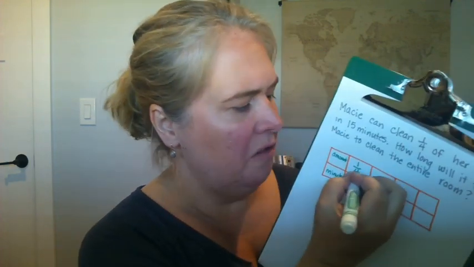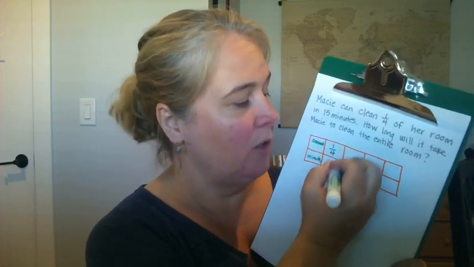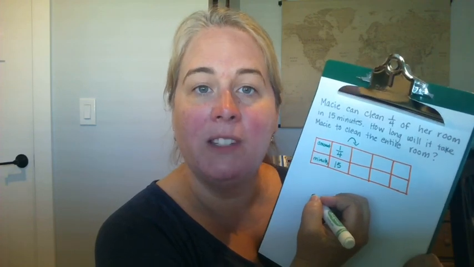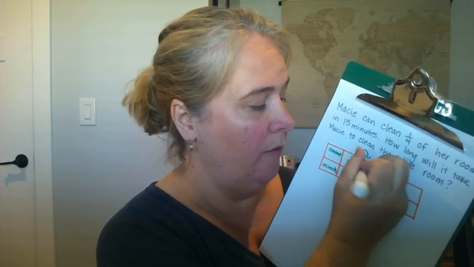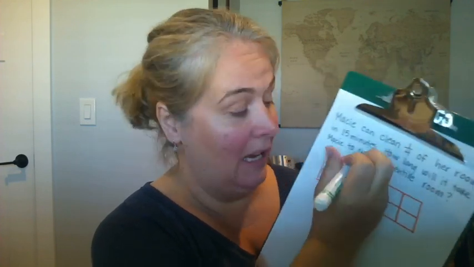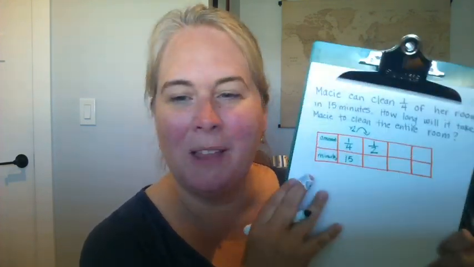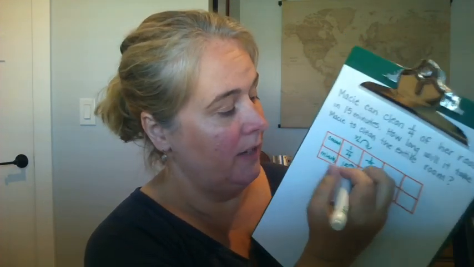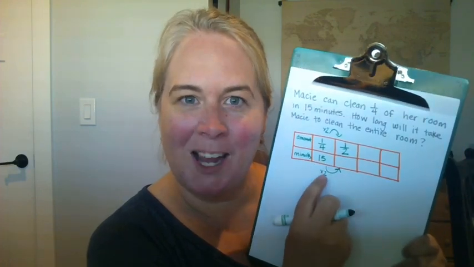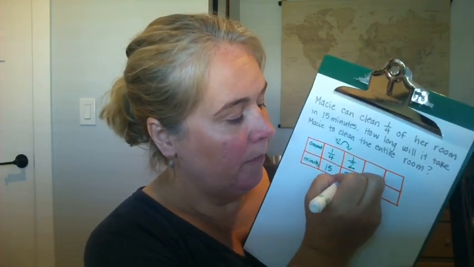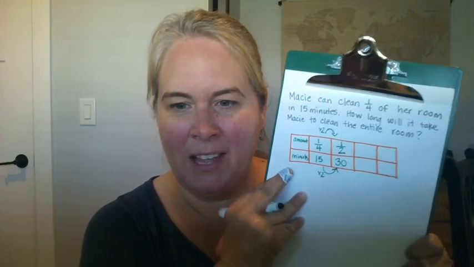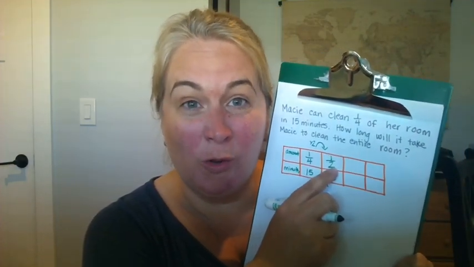So I know that if she does 1/4 of her room, it's 15 minutes. So I'm going to go ahead and I'm going to say she does double that. And I know double or 2 times 1/4 is 1/2. So if I doubled up here, or I multiplied by 2, then I'm going to do the same down here, times 2. And 15 times 2 is 30 minutes, or you could say a half hour. Those are the same.